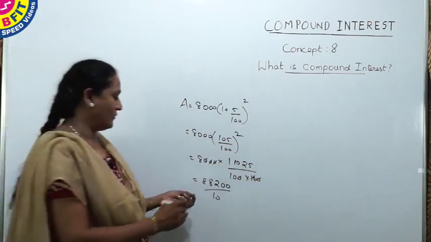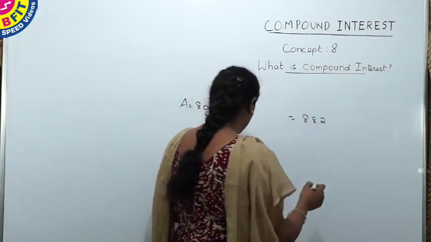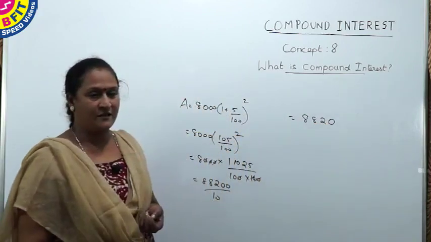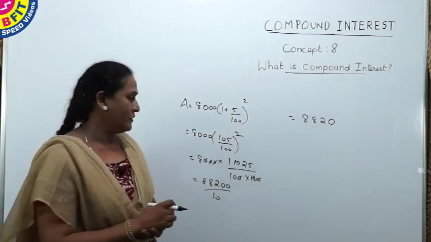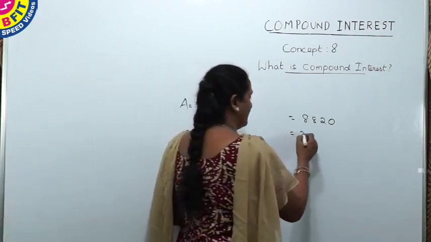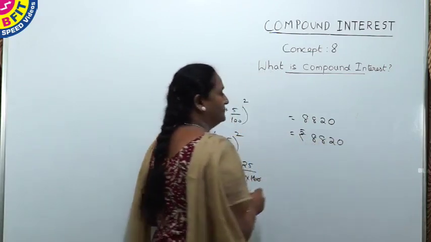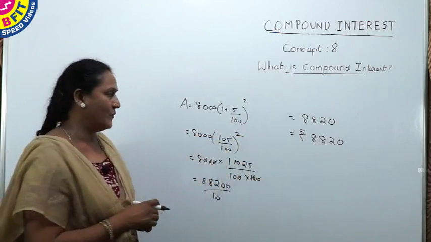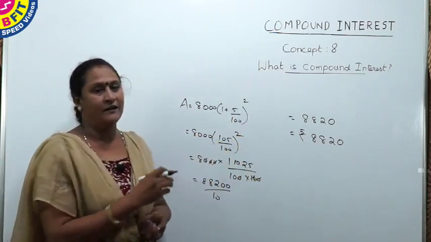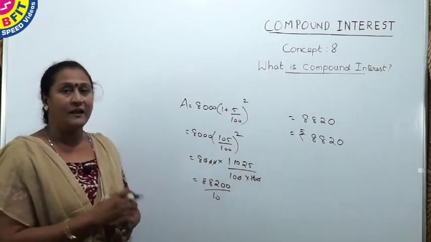So here the amount value we got is, since in this question we are asked to find the amount, the amount after 2 years for 8,000 is rupees 8,820. So using the formula, we have got the amount for the given principal, period and rate percent. So we'll see the next question, where interest is asked.